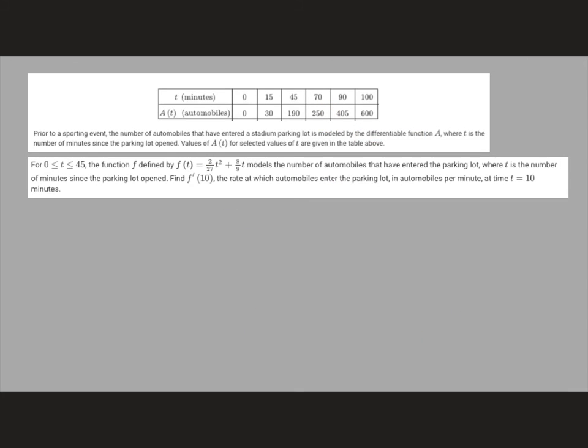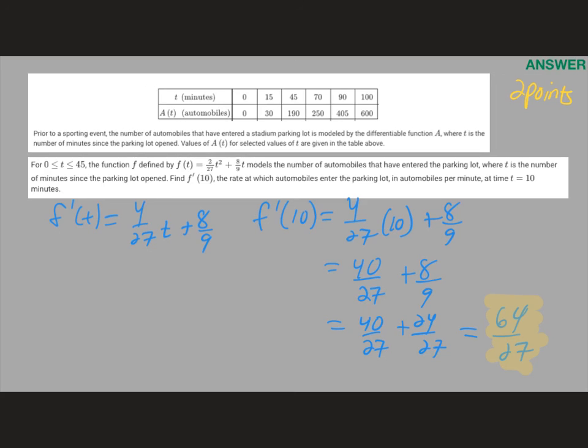So now the last question, which really doesn't use the table at all. There's a function f defined by this, and you're asked to find f prime of 10. Taking the derivative of this function produces that. Substituting in 10 produces this statement. Be careful, some silly mistakes with getting a common denominator, but your final answer is 64 over 27.